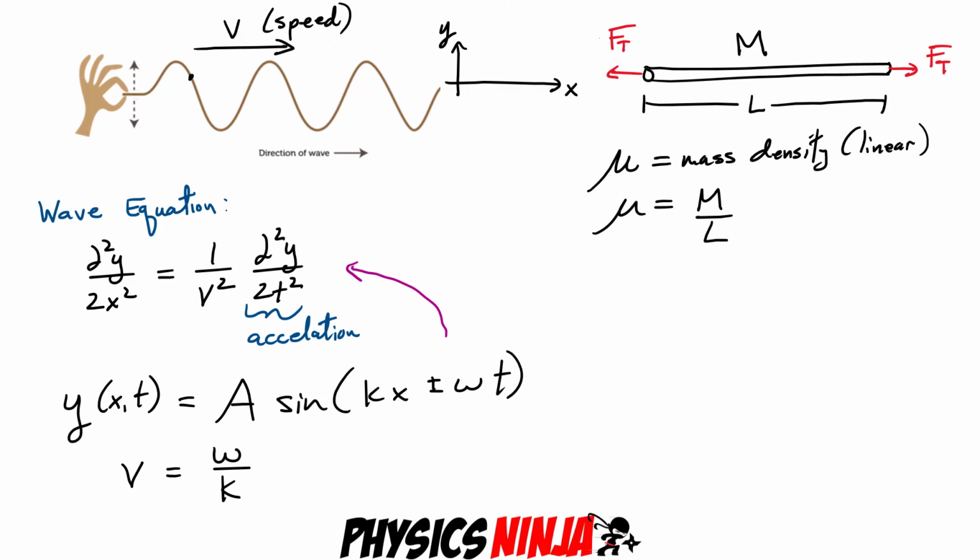Now let's look at some of these various terms. What does this number mean? What does this number mean? And how is that related to quantities such as wavelength, frequency, and period?